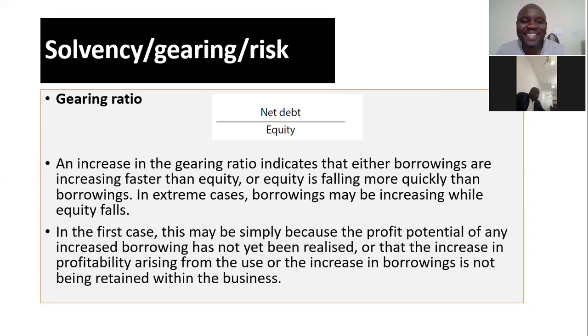But an increase in the gearing ratio indicates that either borrowings are increasing faster than equity, or equity is falling more quickly than borrowings. In extreme cases, borrowings may be increasing while equity falls. So in the first case, this may be simply because the profit potential of any increased borrowing has not yet been realized. So you have borrowed with a view of expanding your first half of the balance sheet so that it helps you in generating revenues.